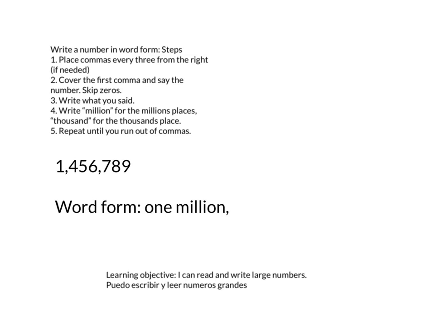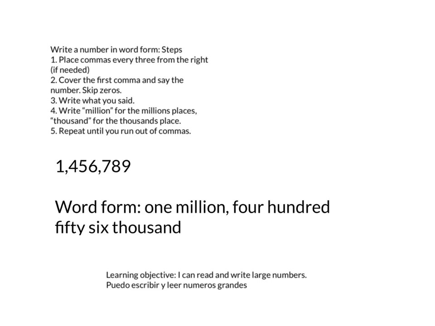456. Write what you said. Okay, let's write it. 456. And then let's write million for the millions places, thousands for the thousands places. Okay, we wrote million up here. The next comma is for the thousands. 456,000.